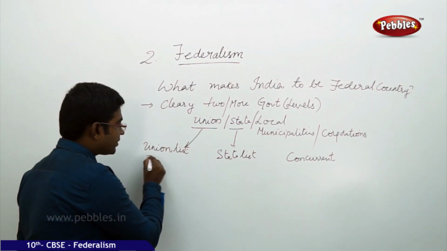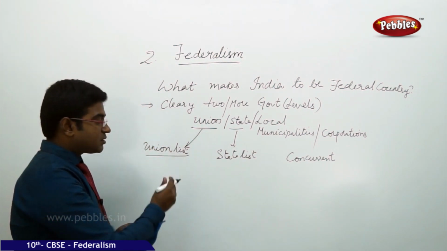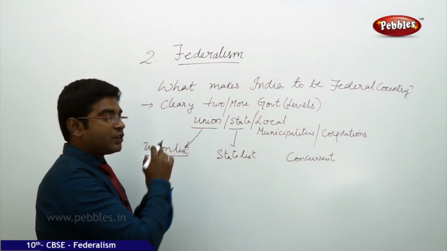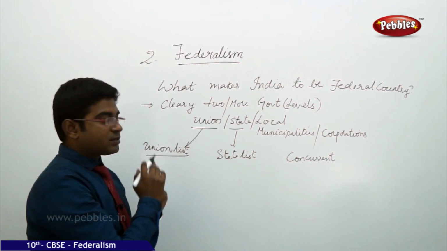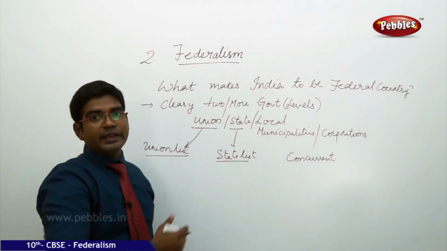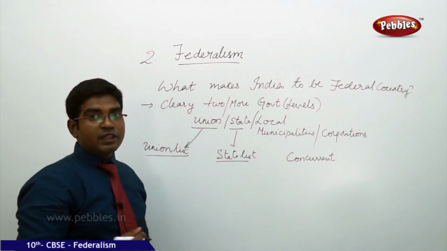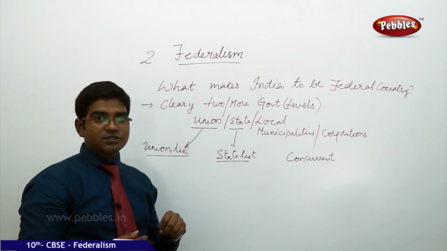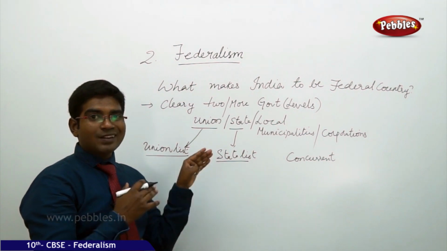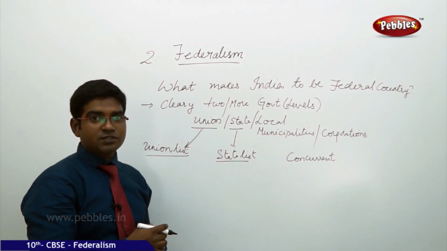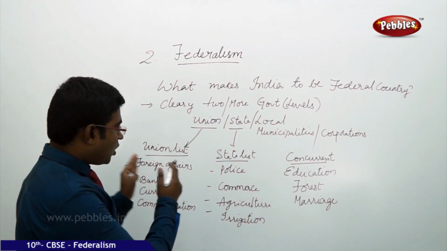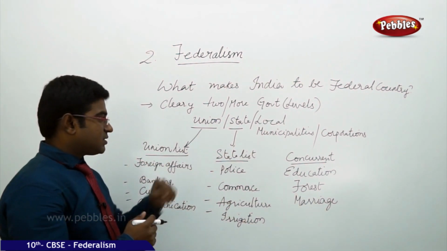For the union government, the union list is there. The subjects mentioned in the union list are to be looked after by the union. When it comes to the state, we have the state list of the subjects which fall under the category of the states. Then we also have the concurrent list, and we also have the other subjects list. Let us see what the subjects in these lists are.